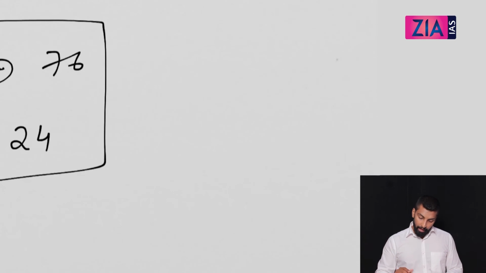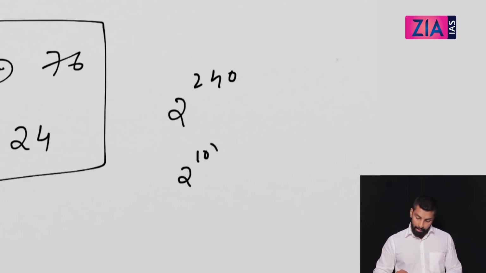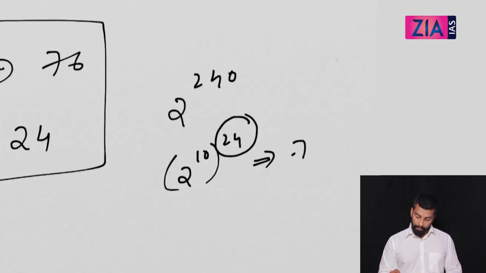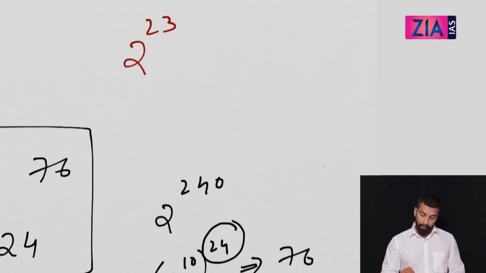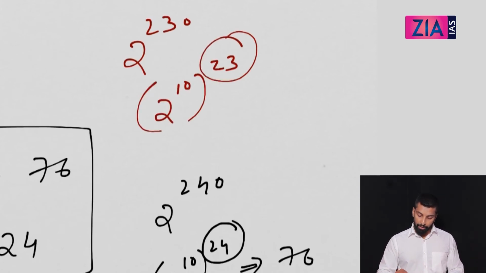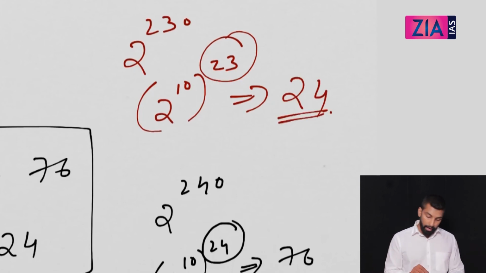So that means if you get a question 2 raised to 240, okay, this is written as 2 raised to 10 raised to 24. So 2 raised to 10 raised to even number. Okay, so what is your answer? 76. So if you get question 2 raised to 230, okay, so you write it as 2 raised to 10 raised to 23. This is an odd number, so what is your answer? 24. Now your doubt will be if you get some other numbers, right? If like 237, 238, etc. Okay, we'll discuss that.